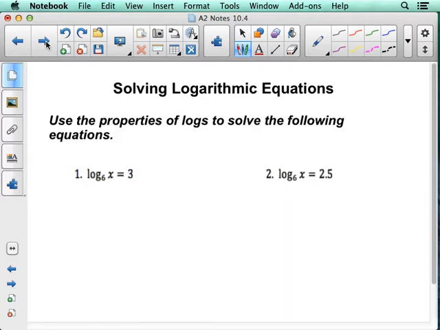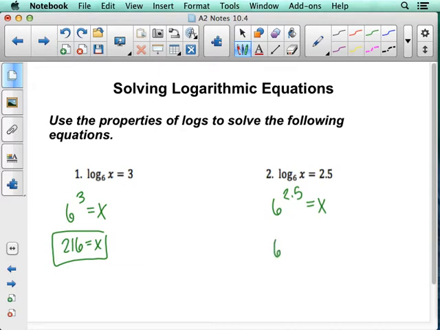All right, solving logarithmic equations. We're going to just rewrite these. So 6 to the power of 3 equals x. 6 to the power of 3 is 216, so 216 equals x. Here we have 6 to the power of 2.5 equals x. Now I'm going to rewrite 2.5 as an improper fraction, so that's 6 to the power of 5 over 2 equals x. I can't take a square root of 6, and I could put 6 to the power of 5, but I'm just going to leave it like this.